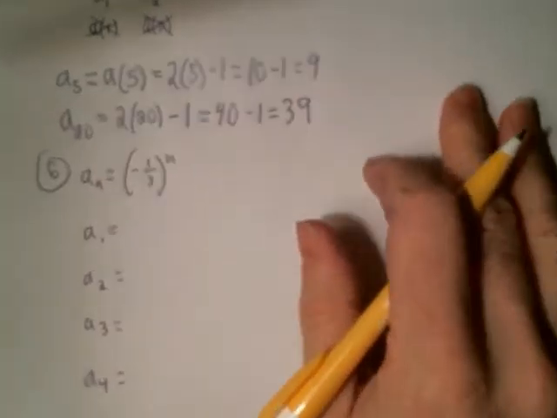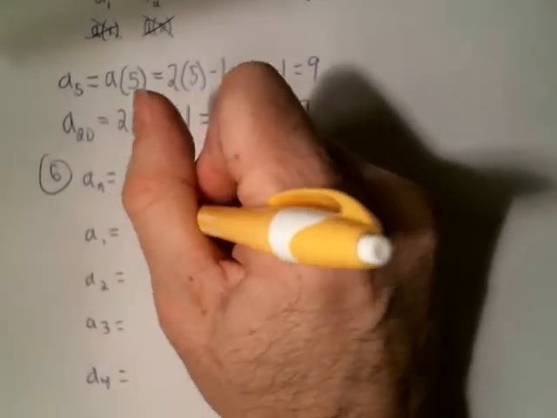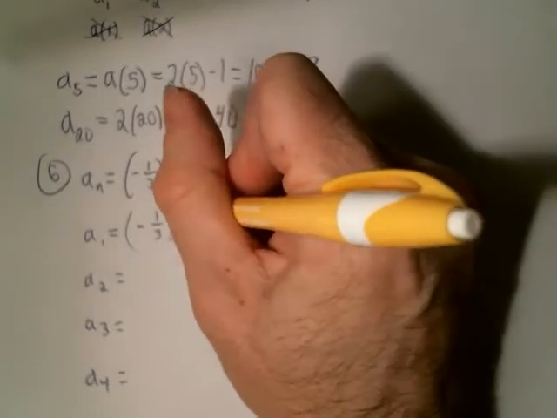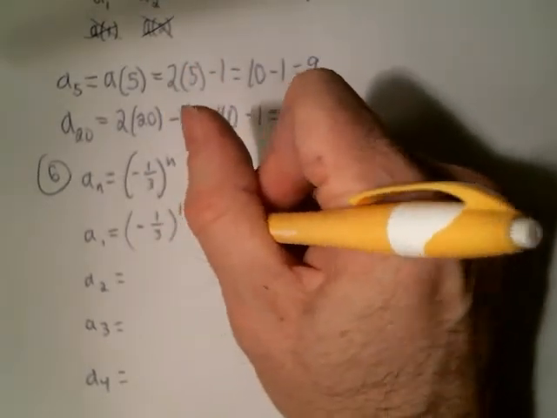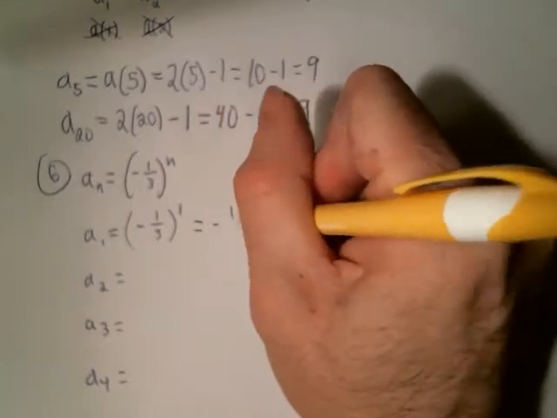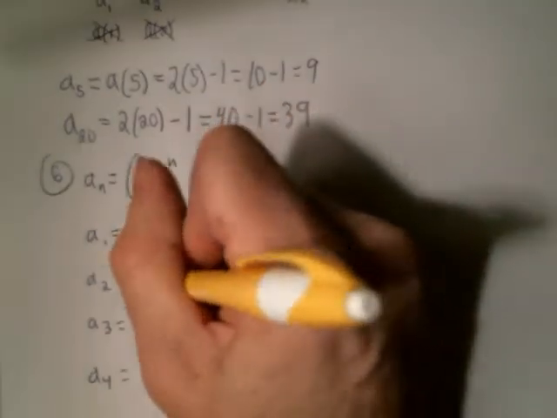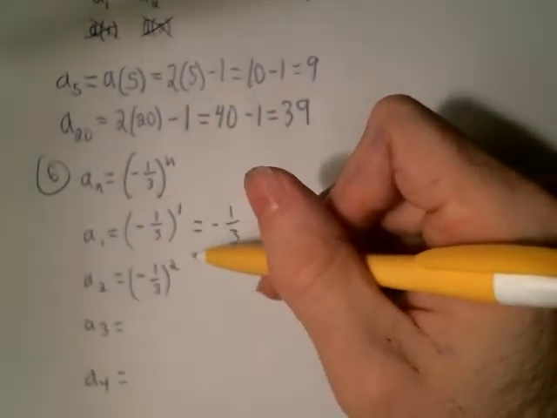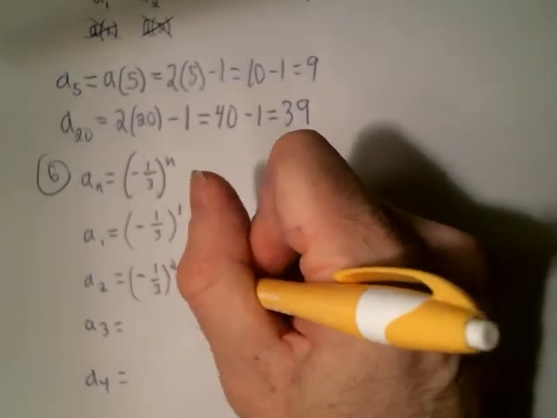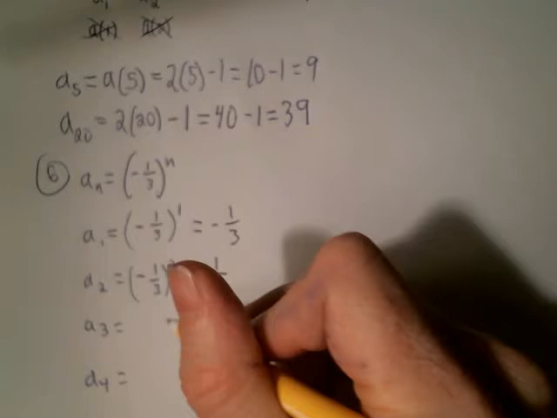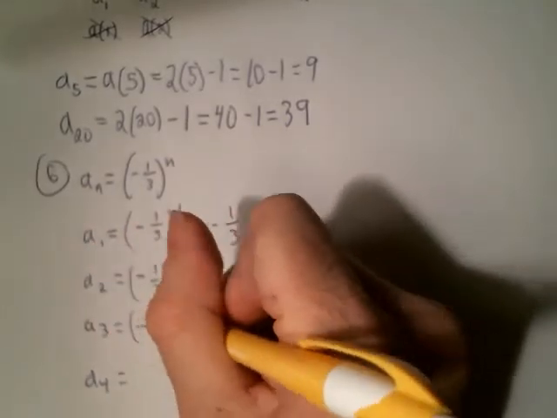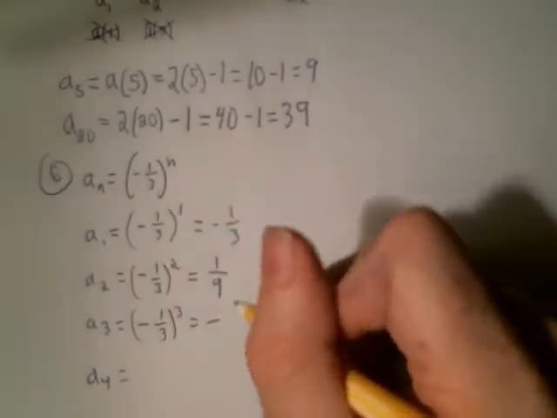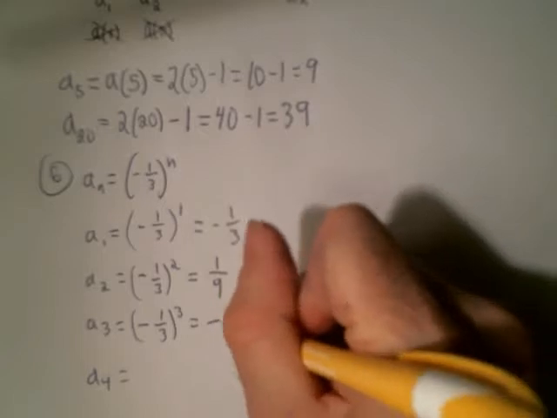Okay, so anyhow, a sub 1, all you're doing is plugging in 1 for n. It's just like our old function notation. So negative 1/3 to the first power just gives you back negative 1/3. Negative 1/3 squared, a negative to an even power is positive, and then 1/3 times 1/3 is 1/9. Negative 1/3 cubed, negative to an odd power is negative, and 1/3 times 1/3 times 1/3, that'll be 1/27.